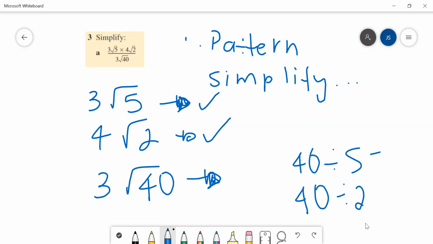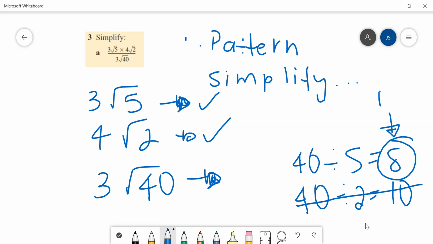So 40 divided by 5 is 8, and 40 divided by 2 is 10. I'm going to stick with this number here, and the reason is that two numbers that give me 8 are 4 and 2, and two numbers that give me 10 are 5 and 2. Neither of these are perfect squares, but this one is.